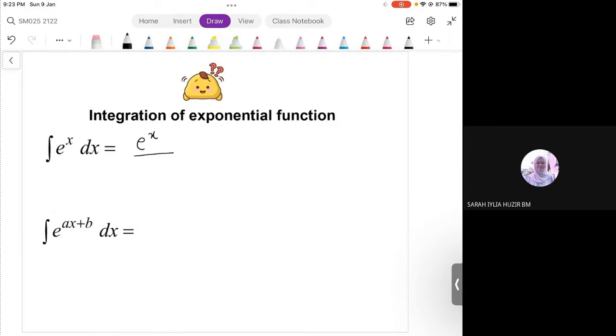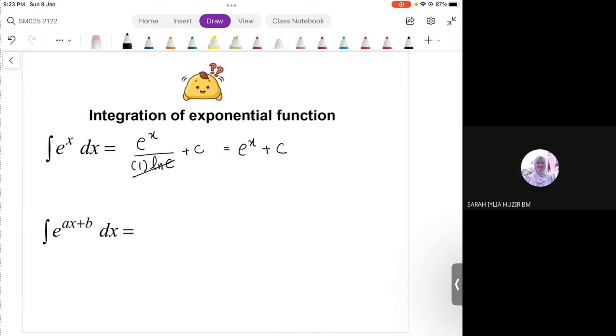So, if we differentiate x, we get 1. And then ln base. So here ln e plus c. If we simplify this up, we basically get e to the power of x back as our final answer. Okay, how about if we have a linear function as our power, e to the power of ax plus b.